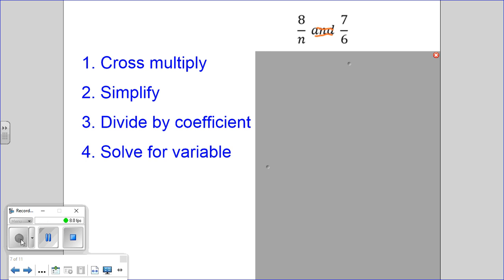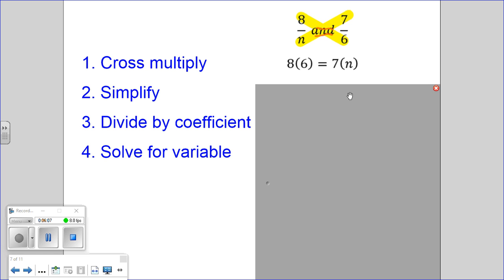So in this next example, we have the ratio 8 over n equal to 7 over 6. I went ahead and drew the equal sign for us already. So our first step is going to be to cross multiply. So we're going to multiply 8 times 6 and 7 times n. And when we do that, this is what our equation will look like. 8 times 6 on one side, 7 times n on the other side with an equal sign in the middle.